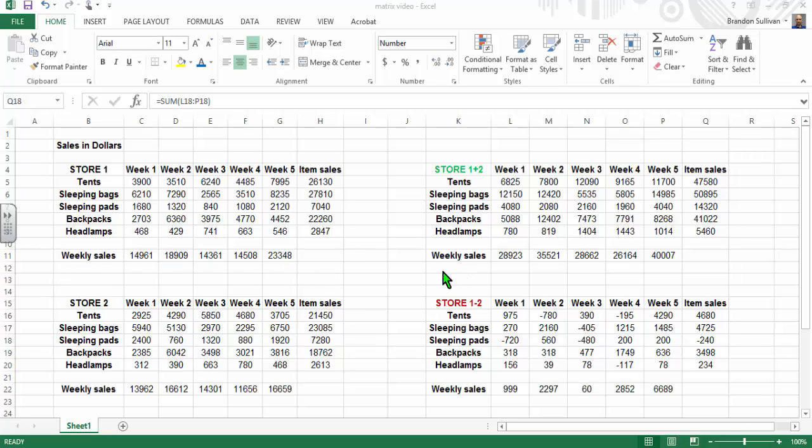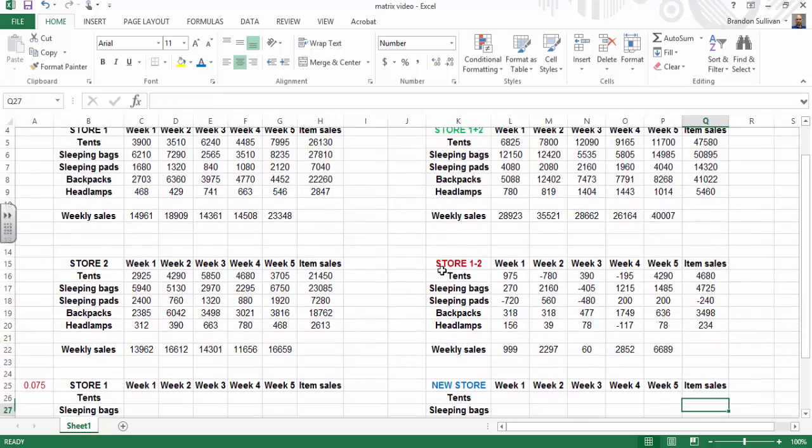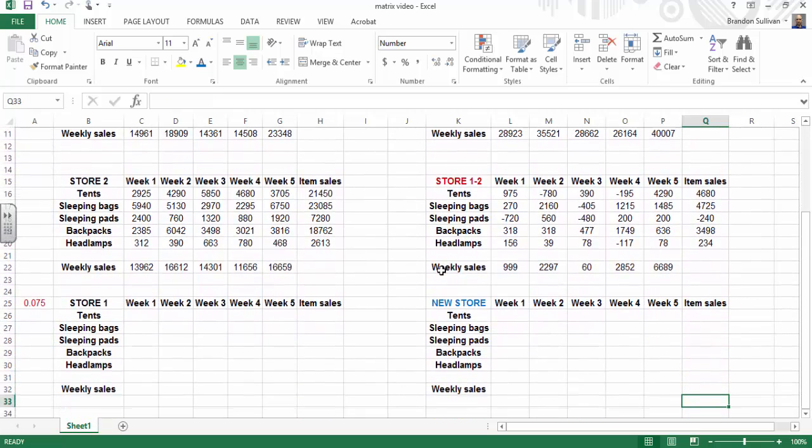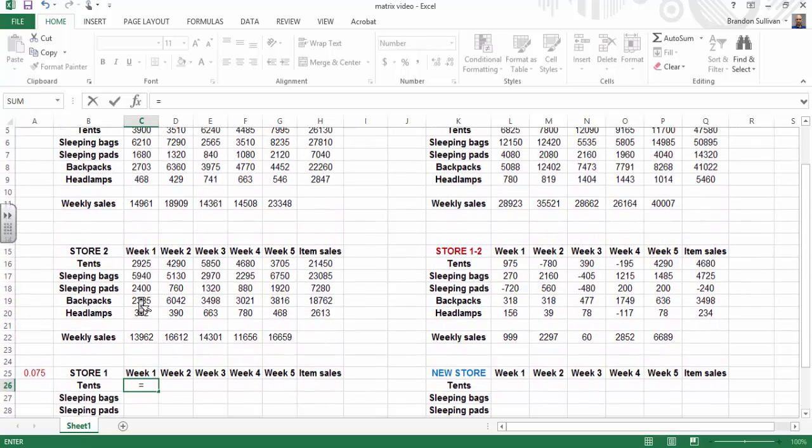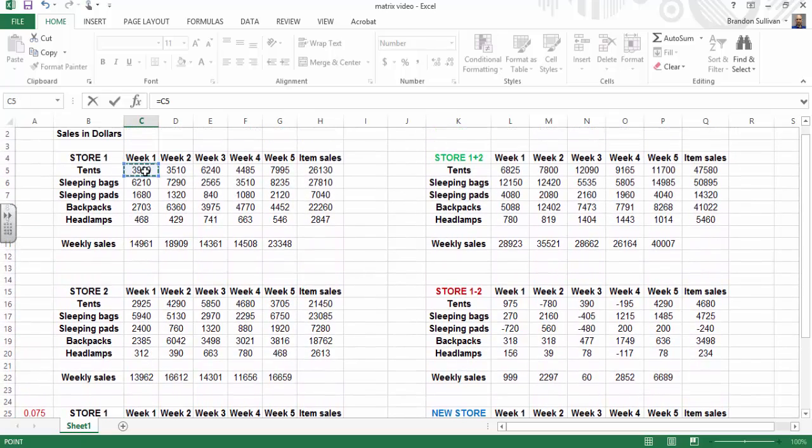So if I scroll down my spreadsheet, here I'm interested in calculating the sales tax for each item across the month at store 1. And so the sales tax is indicated here as 0.075 or 7.5%. So if I select this cell for week 1 tents, I can take my sales from week 1 and I can multiply that by the sales tax.